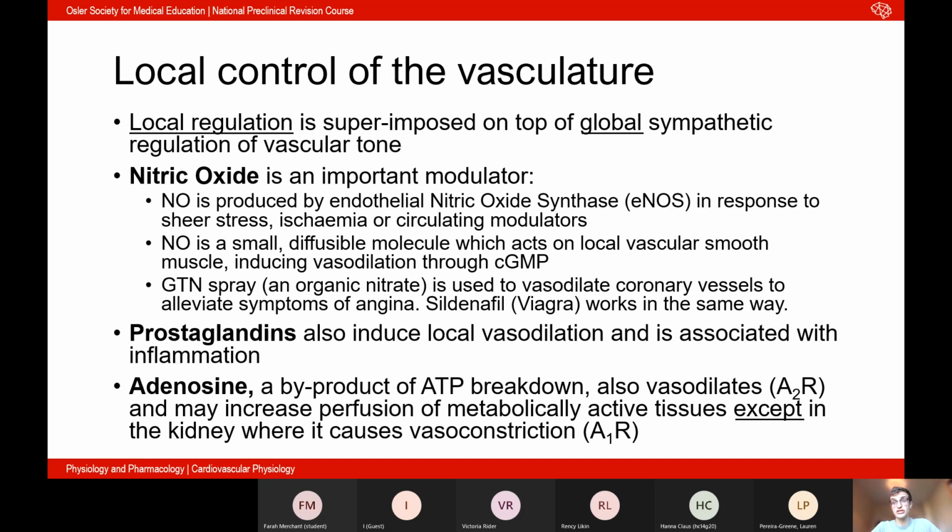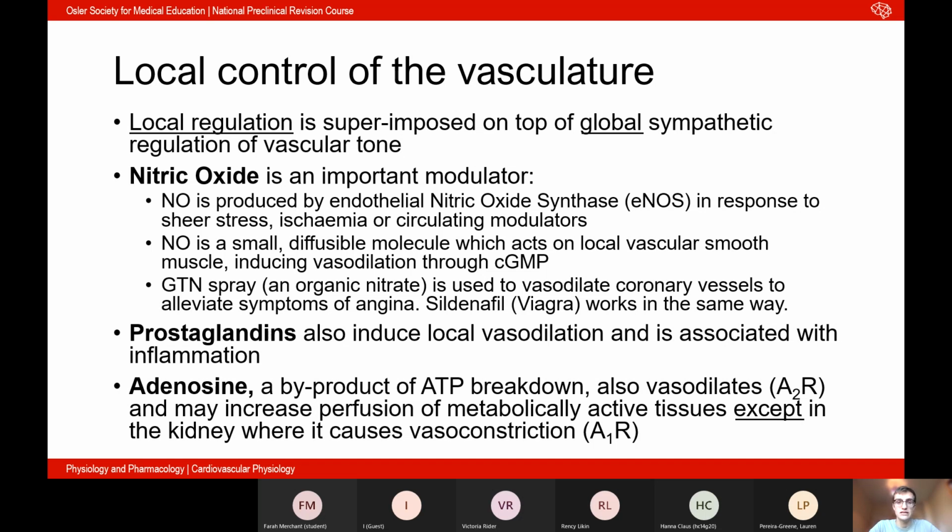If we have stable angina, which is where you get intermittent narrowing of coronary blood vessels, which causes chest pain, but not full-blown ischemia, as if you were having a myocardial infarction or heart attack, then GTN spray mimics the effects of nitric oxide. You take it under the tongue, and it vasodilates the coronary vessels to alleviate that hypoxia and stop the pain. And Viagra works the same way, to increase blood flow in the penis to overcome erectile dysfunction.